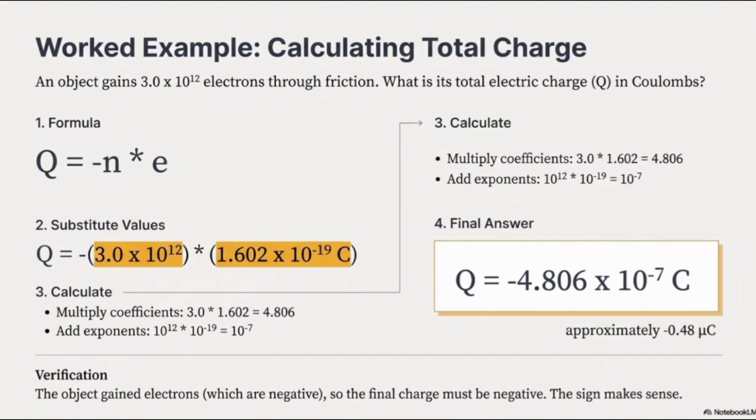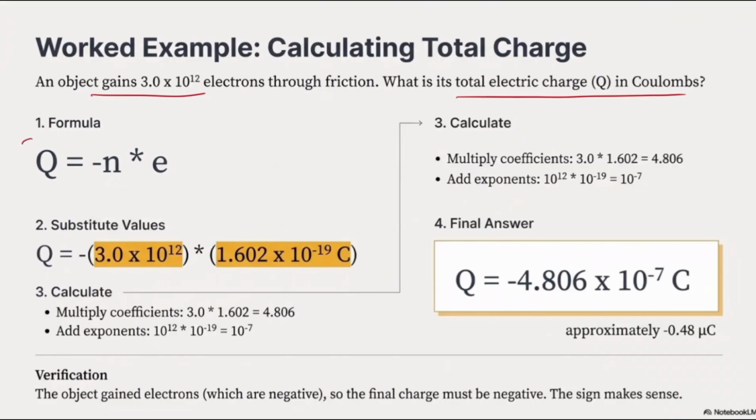So let's see an example, right? So far we were talking about how we are going to use or quantify that. So why not solve an example? Imagine that I have an object, and this object is going to gain 3 times 10 to the power of 12 electrons through friction. Something is happening and this object is going to get that specific number of electrons. What is the total electric charge in Coulombs?